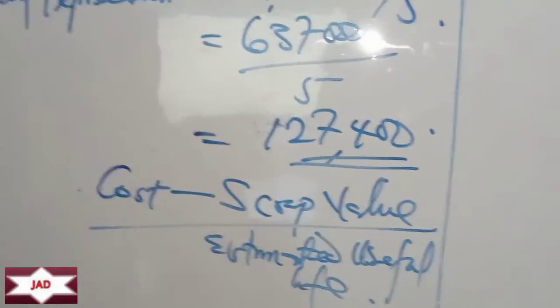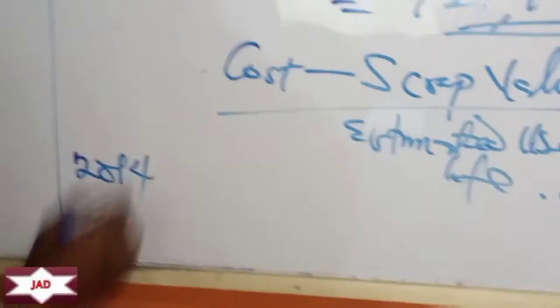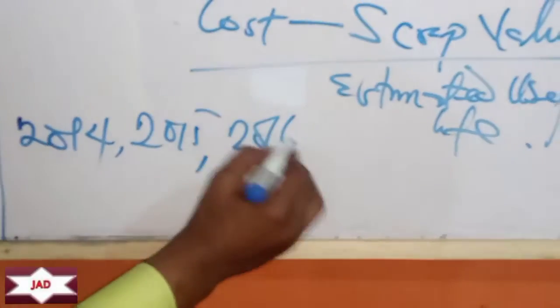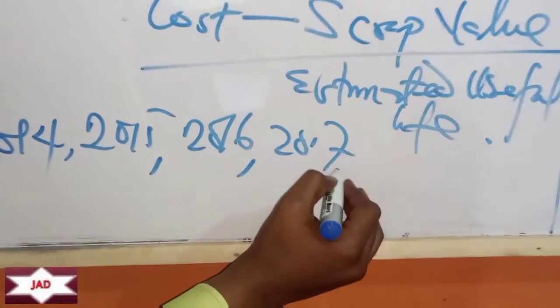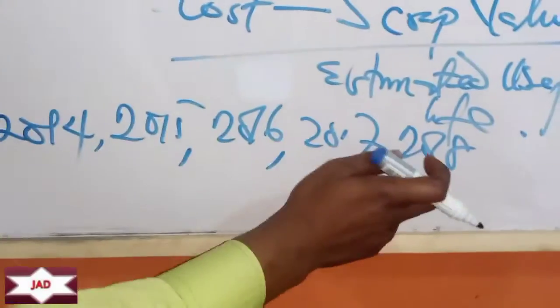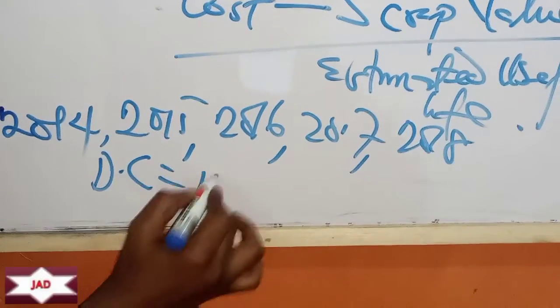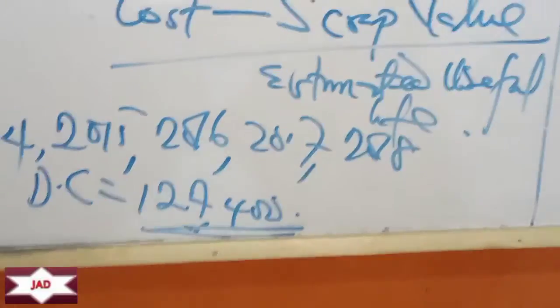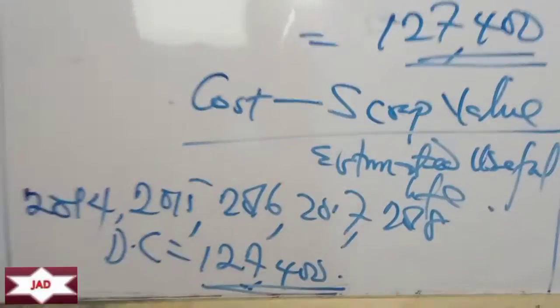So that means that from 2014, we have 2015, 2016, 2017, and 2018. 1, 2, 3, 4, 5. So depreciation charge is what? 127,400. Okay, so that is it.